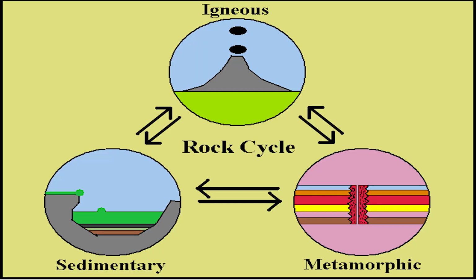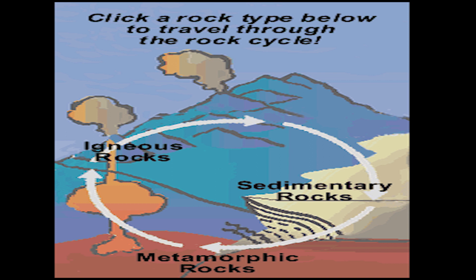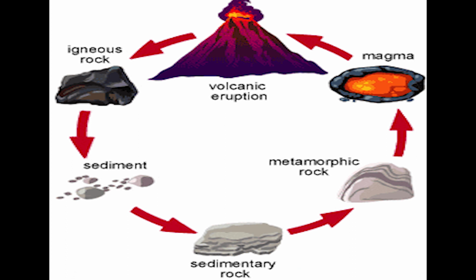Now let us see the next topic, that is rock cycle. The process of transformation of rocks from one form to another in a cyclic manner is known as rock cycle. It includes the following processes. Hot lava cools down to form igneous rocks. These igneous rocks are then broken down into small particles which are transported and then deposited. This results in the formation of sedimentary rocks. When these igneous and sedimentary rocks are subjected to great heat and pressure, they change into metamorphic rocks.